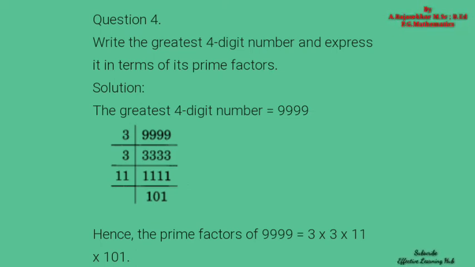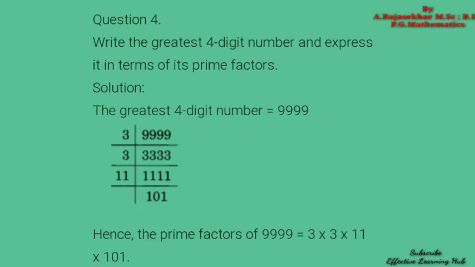Next, fourth question. Write the greatest 4-digit number and express it in terms of its prime factors. So the greatest 4-digit number is 9999. It is first divisible by 3.